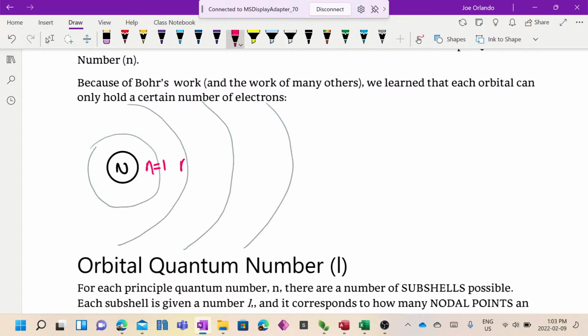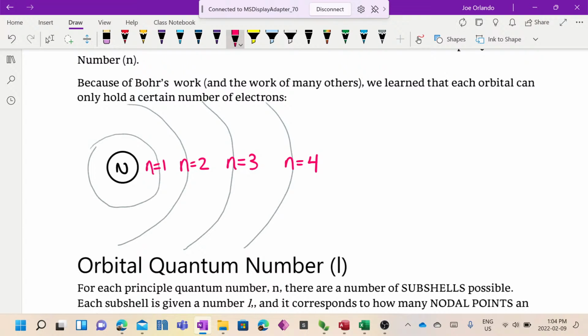We have n equals 1, n equals 2, n equals 3, and n, and they do keep going. In theory, if an electron had enough energy, it could go into any level of orbitals. In practice, we're going to see that there's a practical upper limit, but there's not a theoretical upper limit.